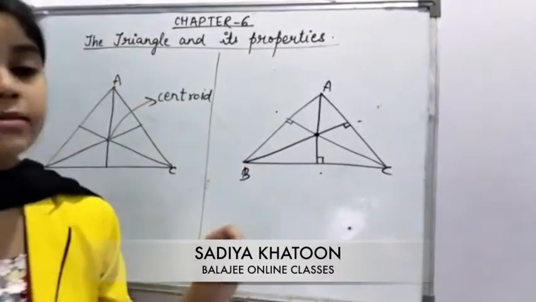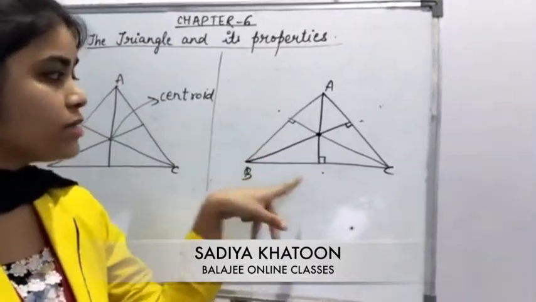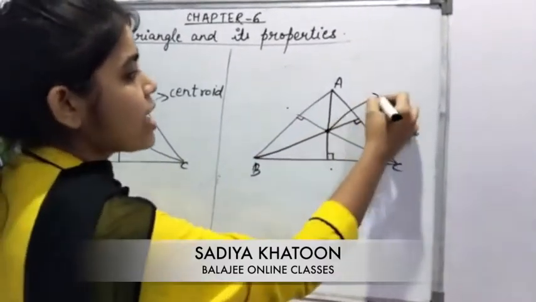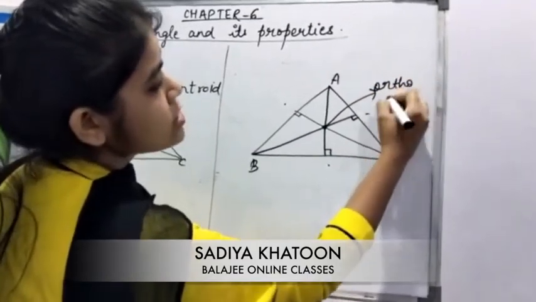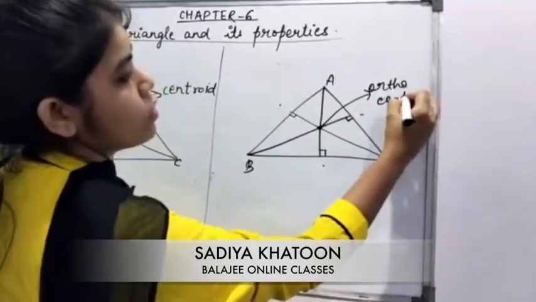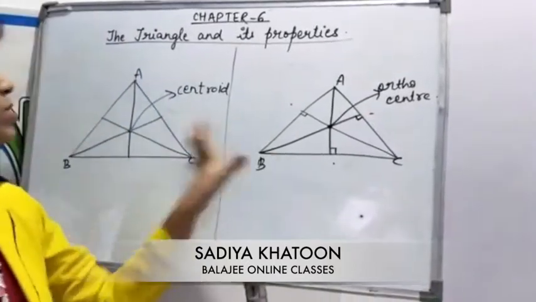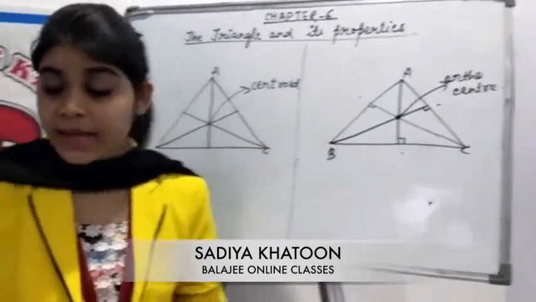This point is the intersection of all the 3 altitudes in a triangle, and this is known as orthocenter. Orthocenter. So children, this was the concept of centroid and orthocenter.